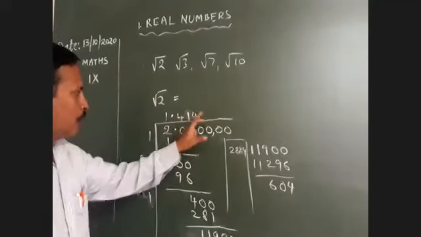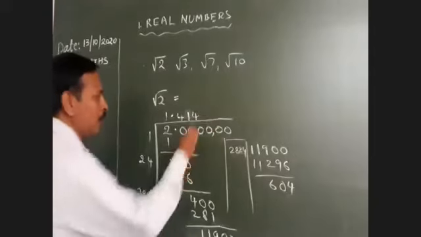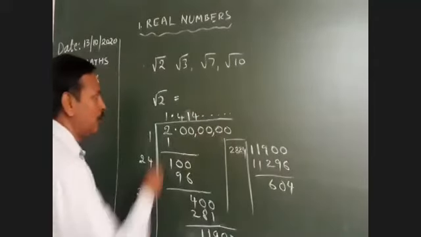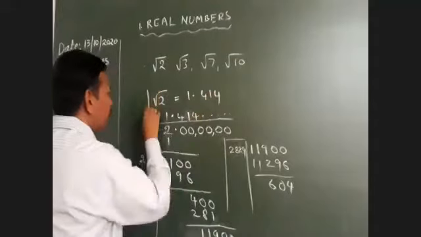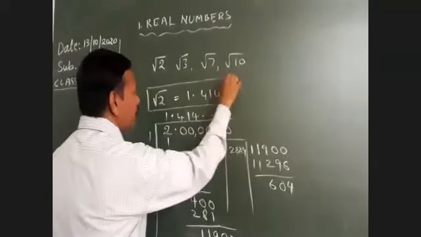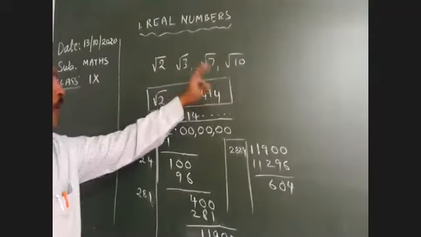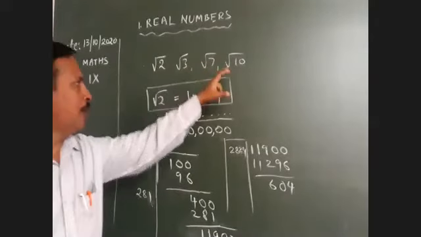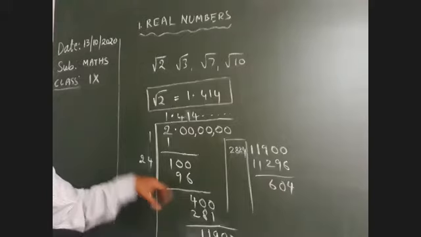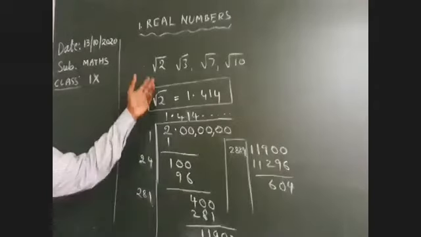It is not exactly 1.414. There are so many digits, so it is an irrational number. But we do not take all these digits into account. Therefore root 2 is normally written as 1.414. This is the way we calculate the square root of root 2, root 3, root 7. All remaining are the same. This is one powerful method to find the square root of irrational numbers.